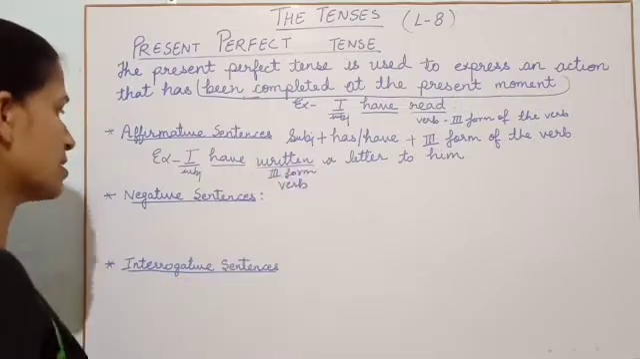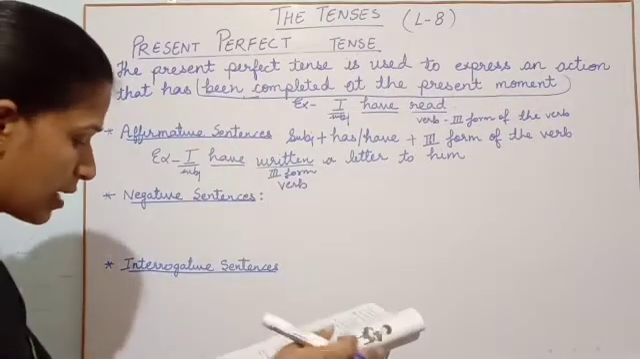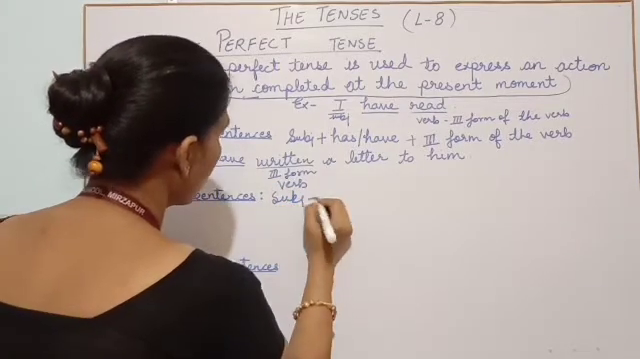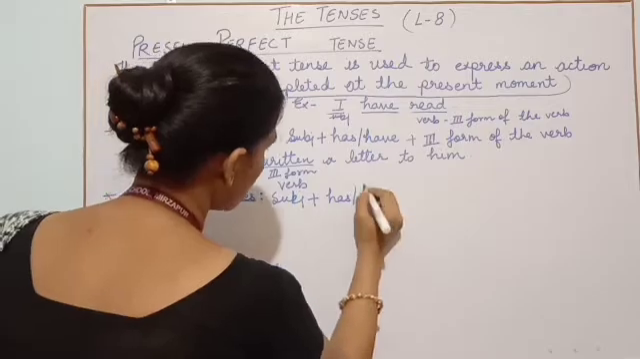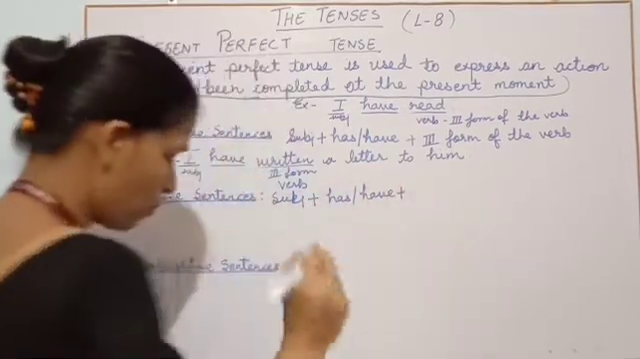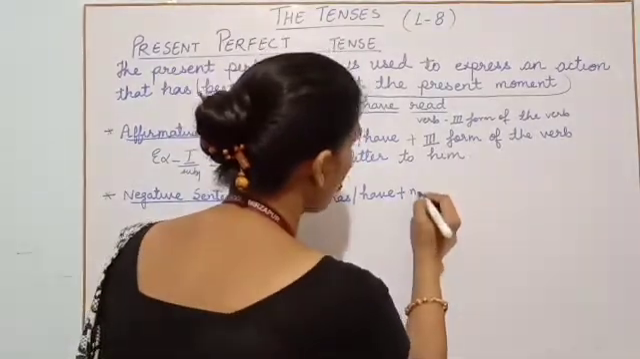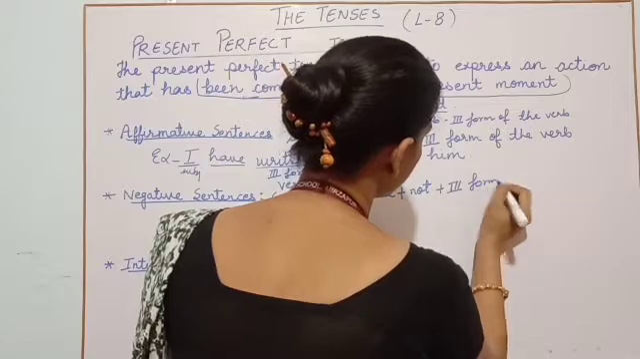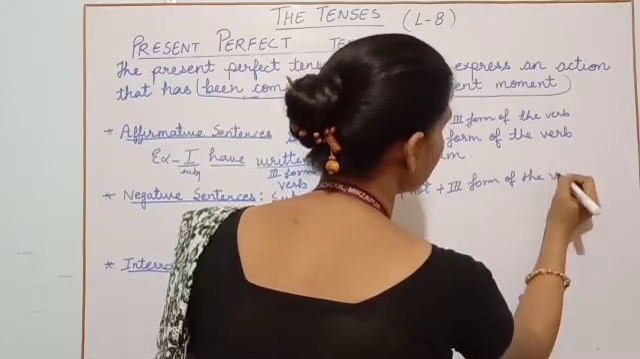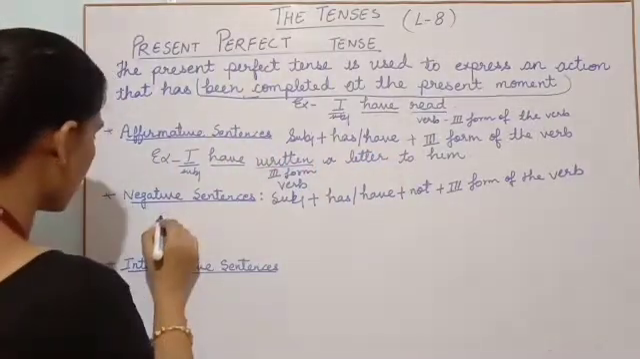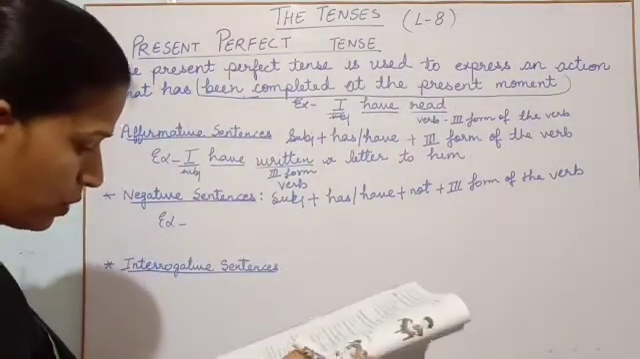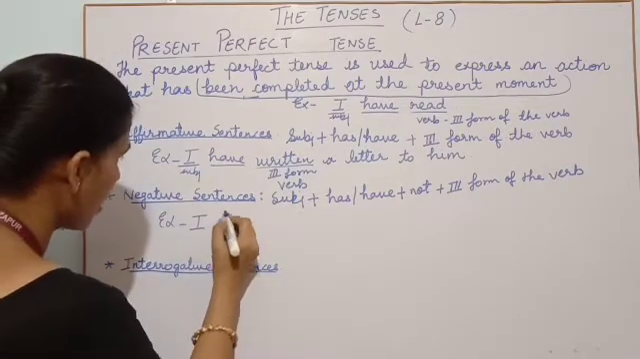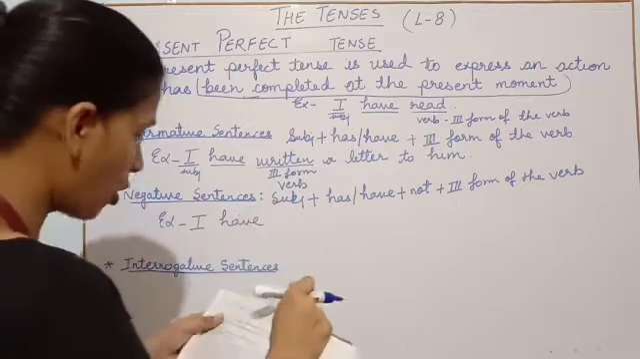This is an affirmative sentence. When I talk about a negative sentence, what I will do, I will have as a rule, has, have, then we are going to have the word not. Then the third form of the verb. Let's write one example. We will take the third example. I have not played.